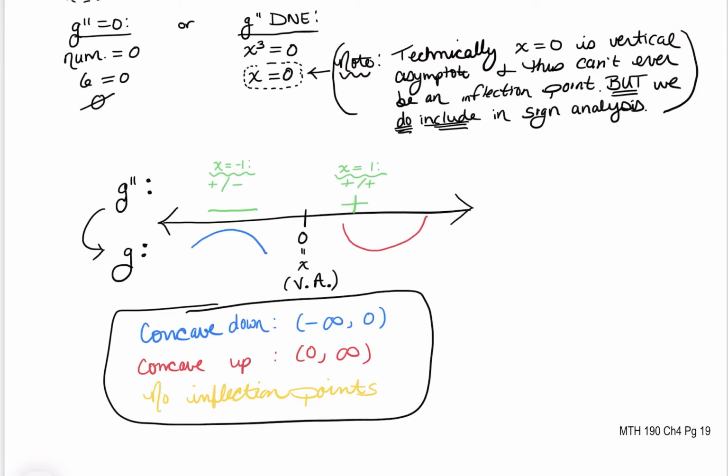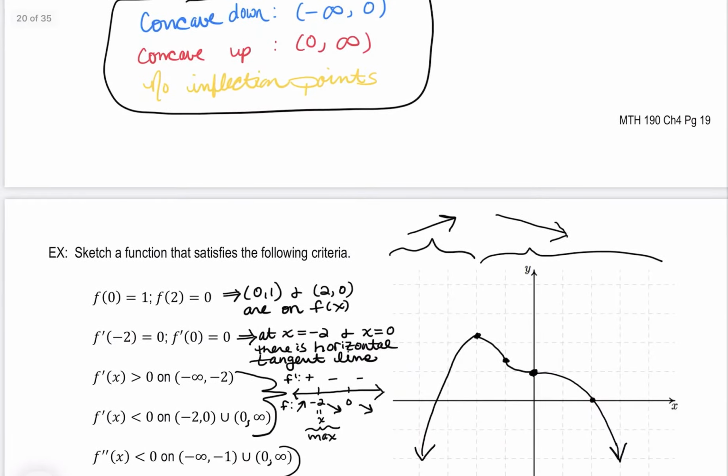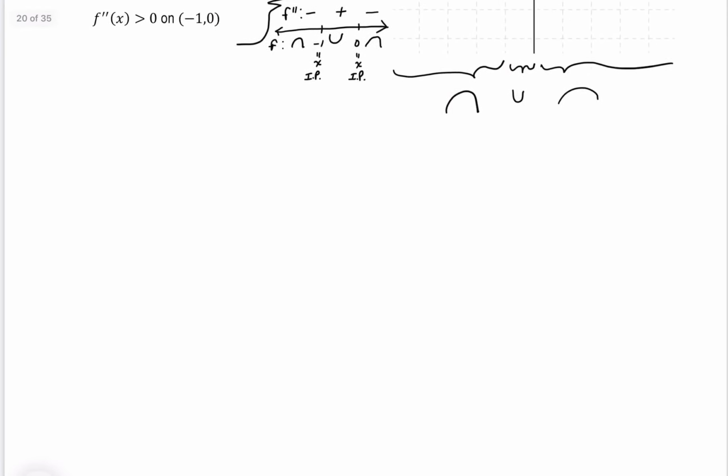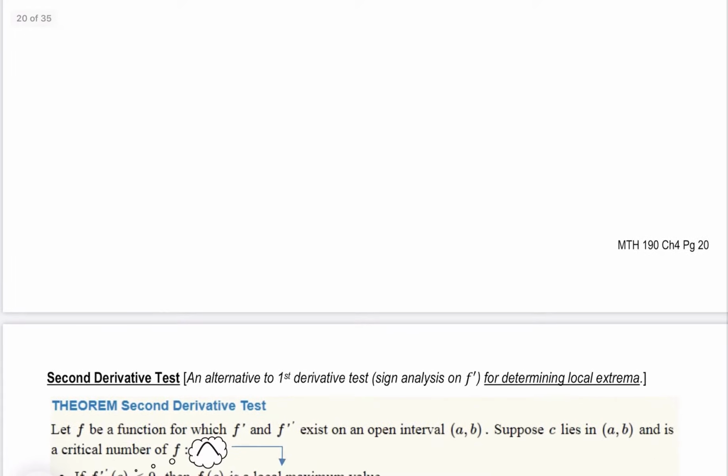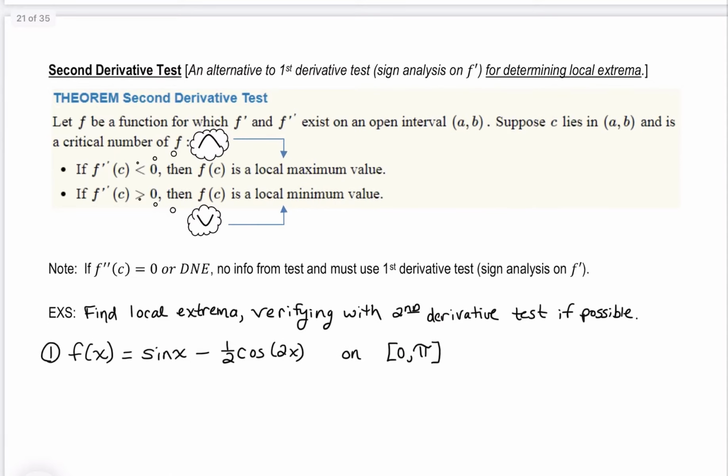It's just our test for concavity and inflection points. Doesn't have a catchy name. So what is the second derivative test then when we refer to this? This is going to be an alternative to the sign analysis on the first derivative, to determine extrema. So this is, again, now we're kind of going back, this is for determining maxes and mins.